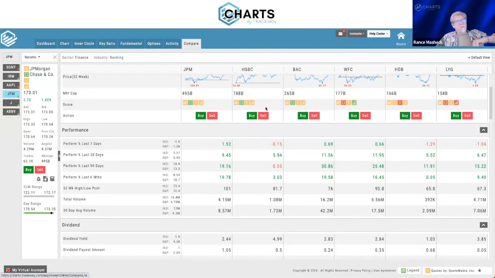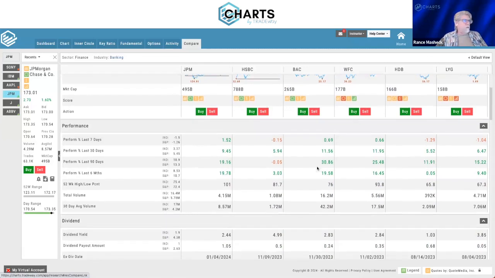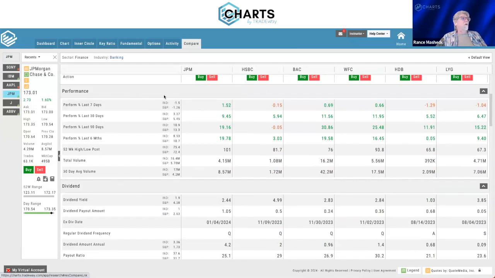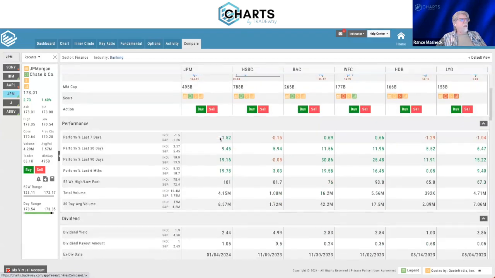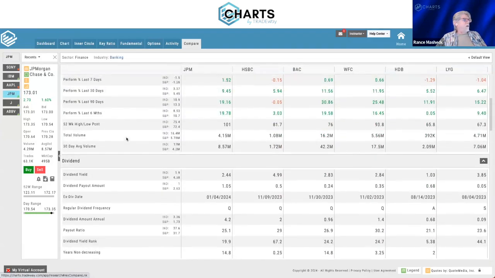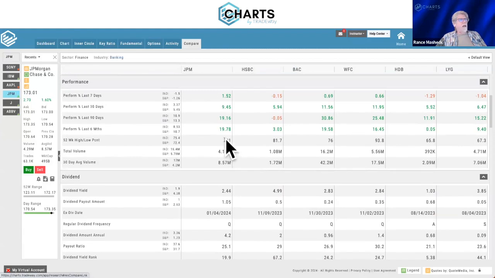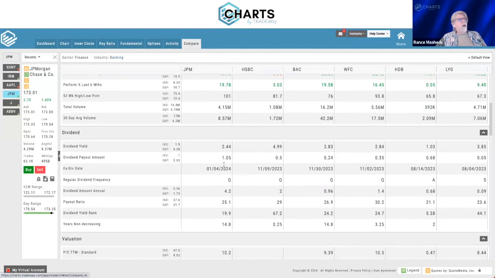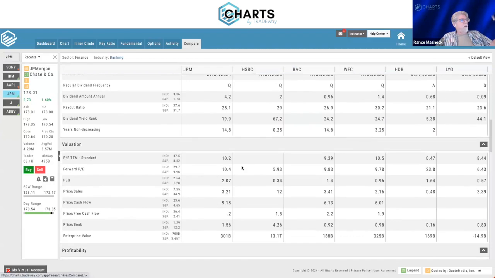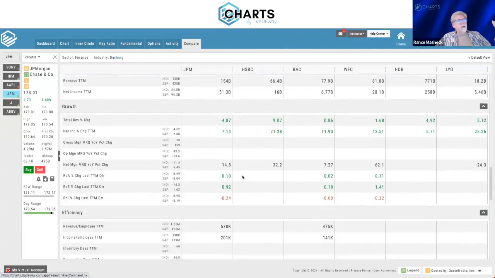These nav buttons work the same way. You can go straight to a chart by clicking that for that particular one. And then we have some additional things to compare. You have your performance over shorter term to longer term, and where they're at in their percentile. In the case of JP Morgan, the 52-week high-low percentile is at 101. That's telling me it's over 100, so that's a new high today for JP Morgan. Then average volume, 30-day average, current volume, and then dividend information, valuation information, profitability, growth. So you have all this to compare.